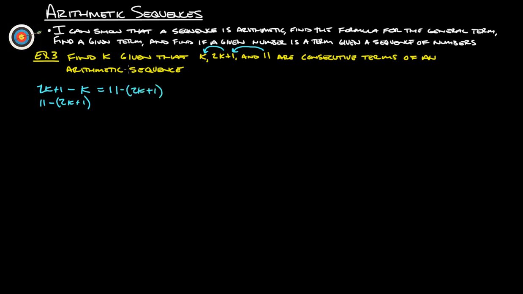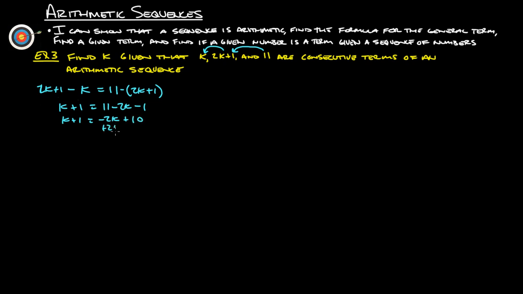Because again, as long as it's an arithmetic sequence, the difference between the first two should equal the difference between the second two. Okay? So let's do that. We'll get rid of this here. And then let's see what we can do about simplifying this and figuring out what k is. Okay, so we got 2k plus 1 minus k. So 2k minus k is k, so we got k plus 1 over here, and then over here we have 11 minus 2k minus 1, right? So we got k plus 1 equals negative 2k, and then 11 minus 1 is plus 10, right?